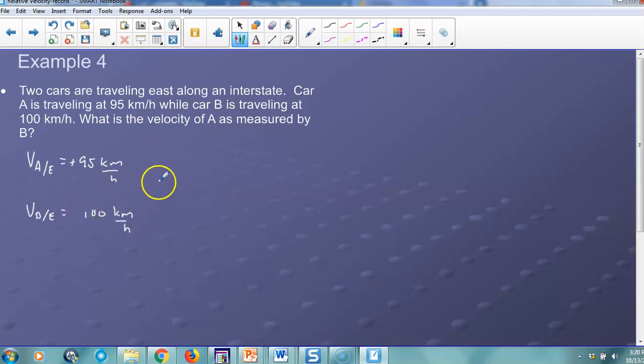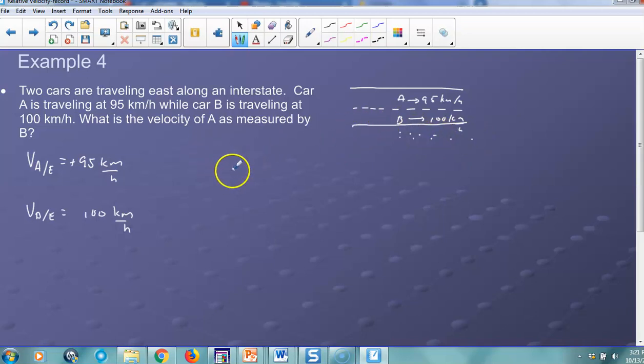Okay, so we could think of this as two cars on the interstate, traveling down two lanes of traffic, and we've got car A and we've got car B. As car B is tooling along at 100 kilometers per hour, and car A is only going 95 kilometers per hour, car B is going to keep getting farther and farther away compared to car A. So it's going to look like car B is passing car A, and car A is falling behind.